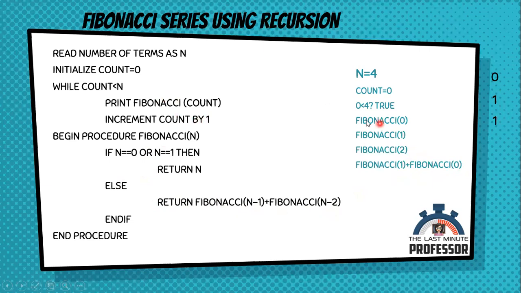So count becomes 3. Now 3 is less than 4. Yes. So print Fibonacci of 3. So Fibonacci of 3 is nothing but here else part will get executed. So Fibonacci of 2 plus Fibonacci of 1. That is the sum of the previous two terms. So it is 2. That's it.